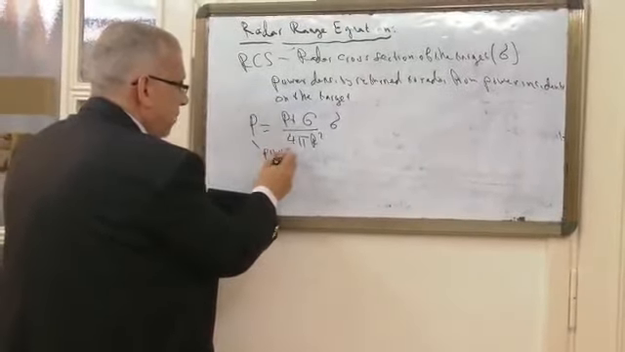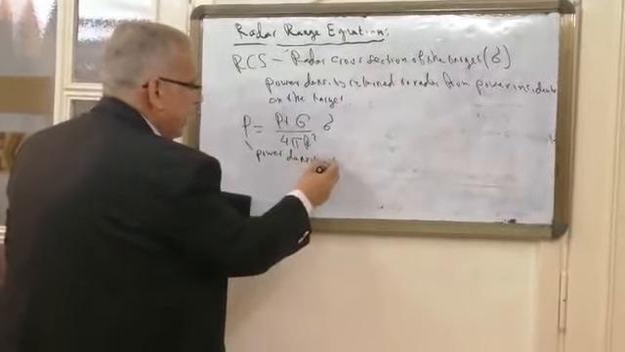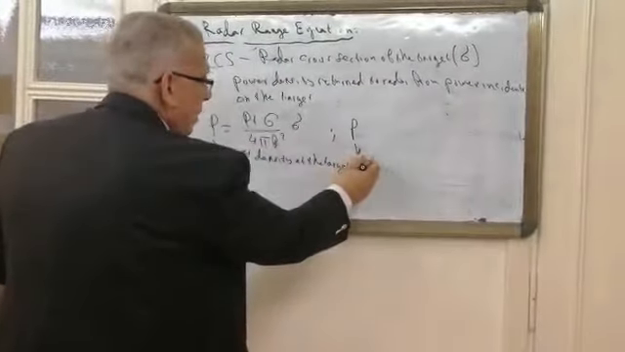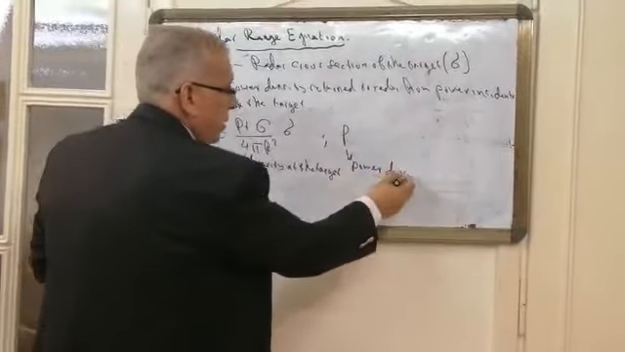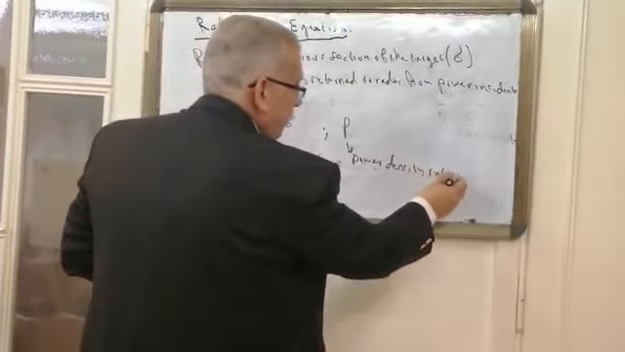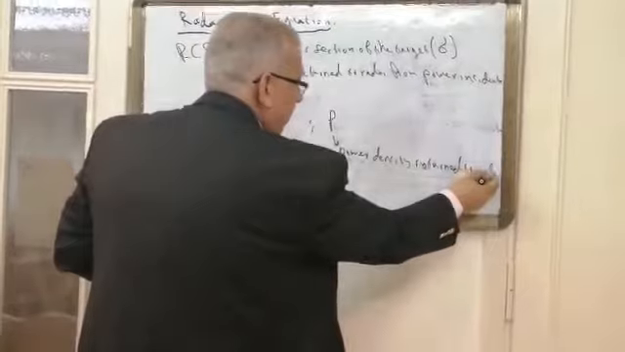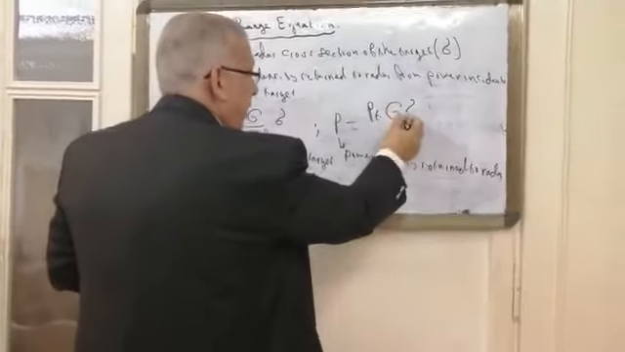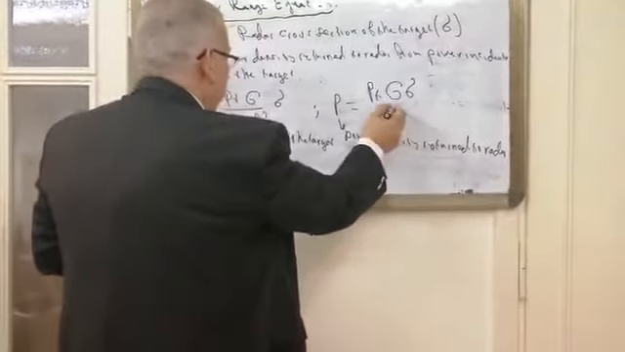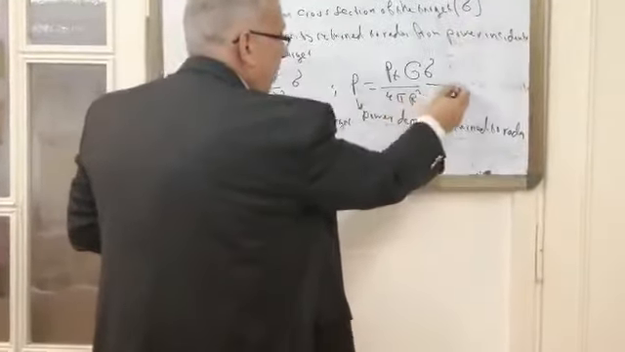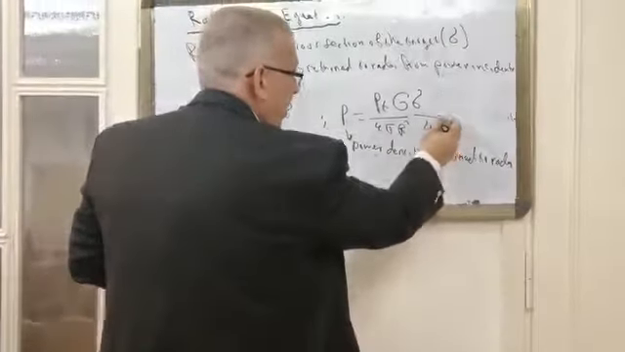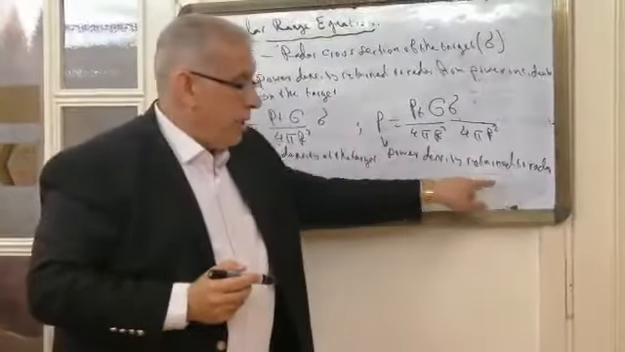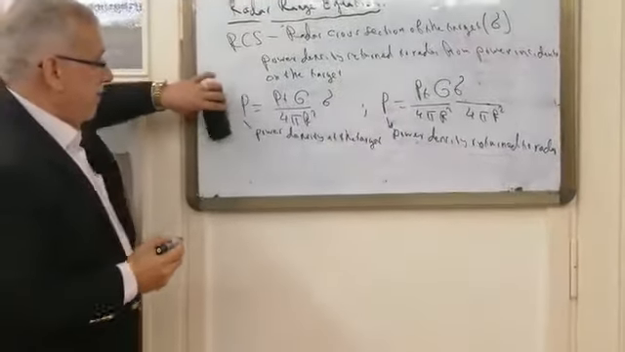But the power density returned to radar will be equal to PT, transmitted power, multiplied by the gain, multiplied by radar cross section, divided by 4 pi R square, divided also by 4 pi R square for the target. Now we're talking about return power density returned to radar. Now I'm going to talk about received power.